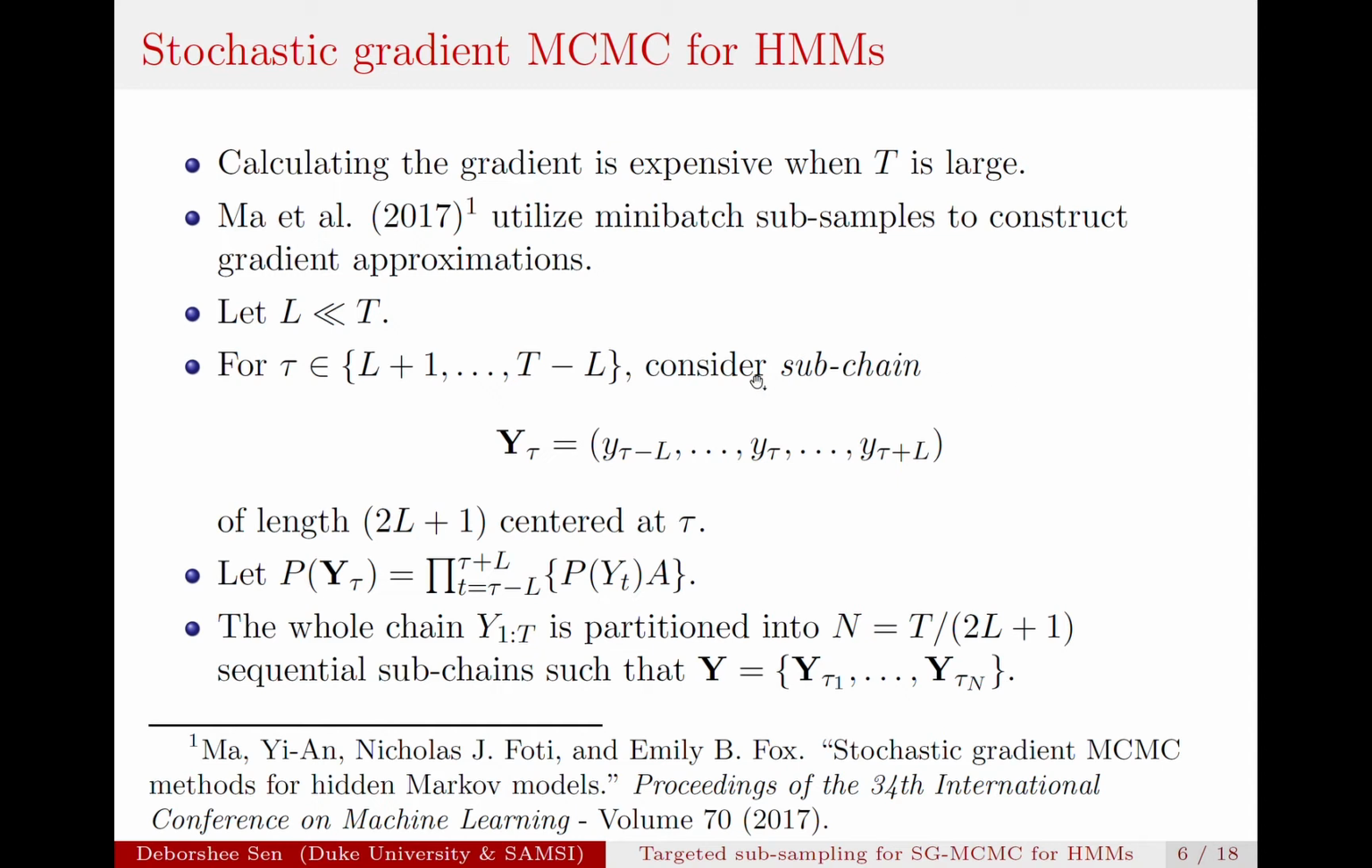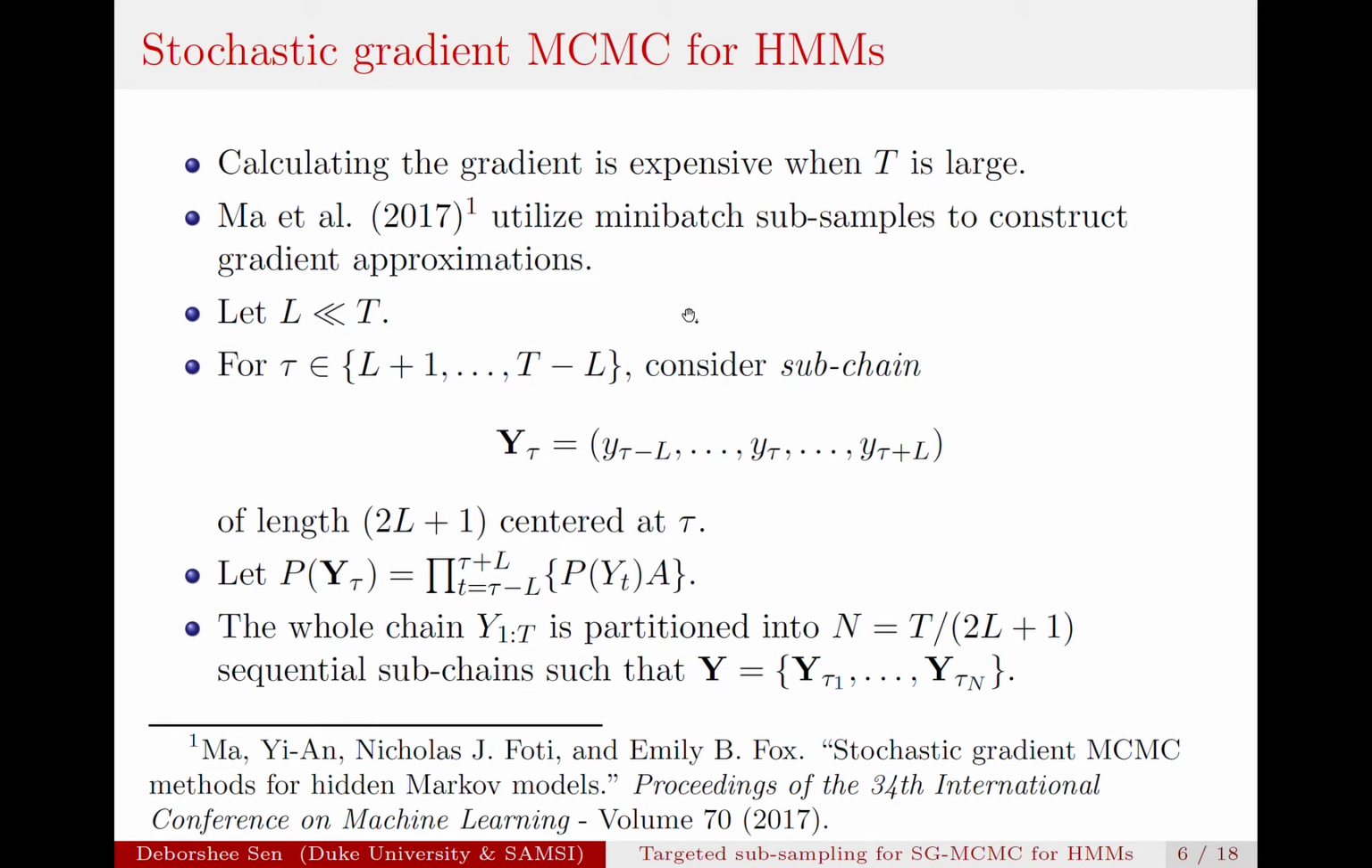So the way this works is as follows: you take your entire observation sequence and you divide it into subchains. So what's a subchain? Well, you consider any tau, a time index, in L plus 1 to T minus L.